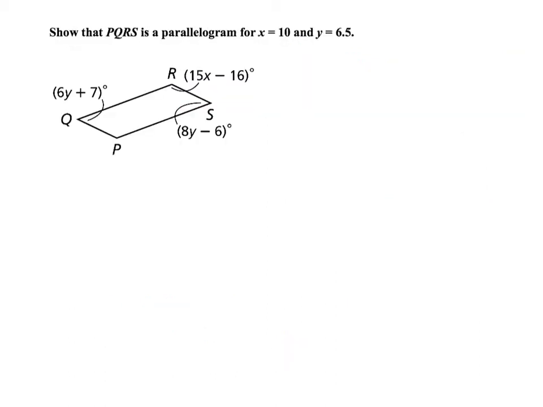Okay, using our conditions, I would like for you to show me that PQRS is a parallelogram if x is 10 and y is 6.5. Pause me, figure out which condition will work, and then we're going to go through this.